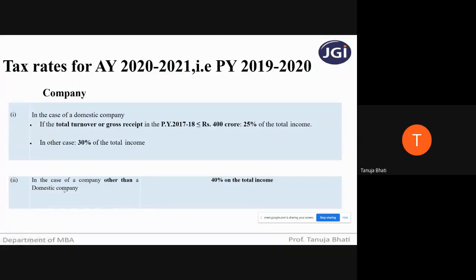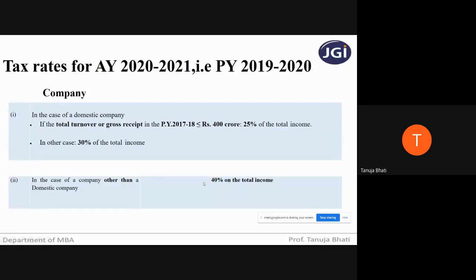Now, in case of companies other than domestic company, that means a foreign company, what is the tax rate that you will apply? 40% on the total income. So 40% is the tax you will charge on the total income. Why am I explaining all these tax rates? Because when you solve problems, depending upon the type of person they have given, whether it is a company, firm, or LLP, you should know what tax rate is applicable.